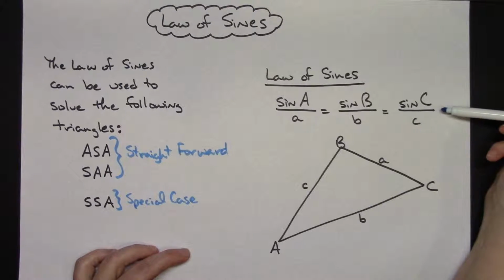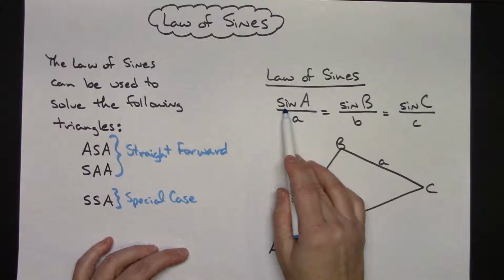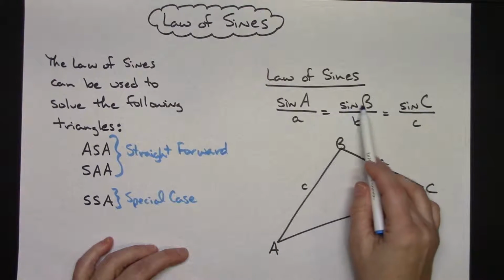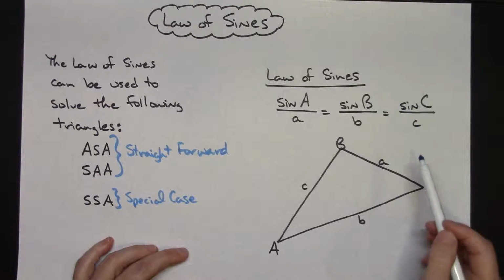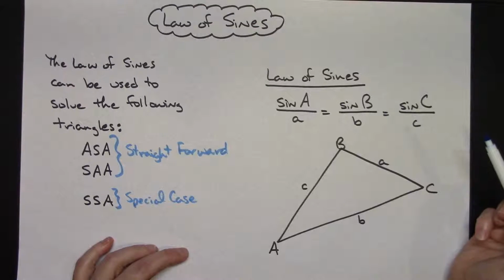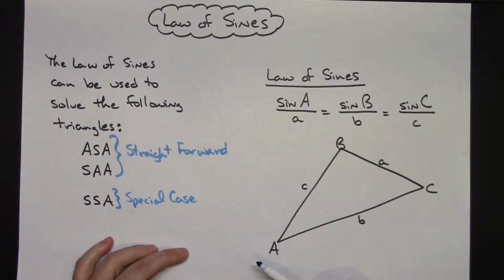In general, the law of sines is given by this formula right here. It's the sine of angle A over side A, is equal to the sine of angle B over side B, equal to the sine of angle C over side C. Note the capital letters for my angles, the lowercase letters for the sides.